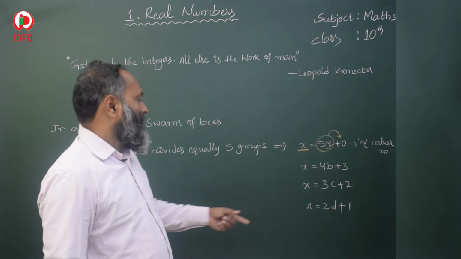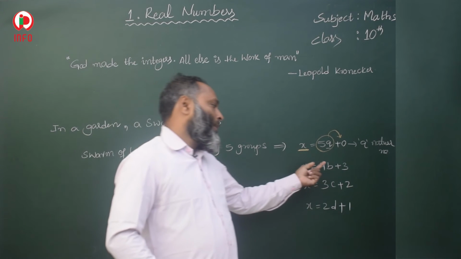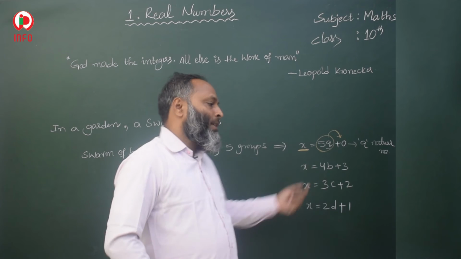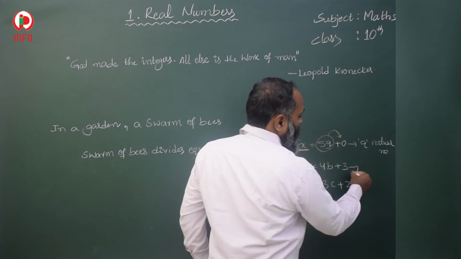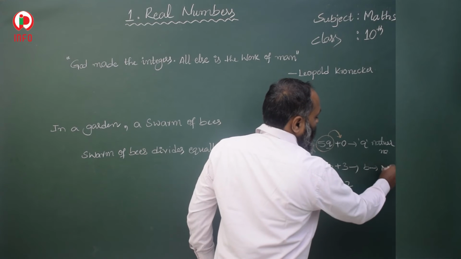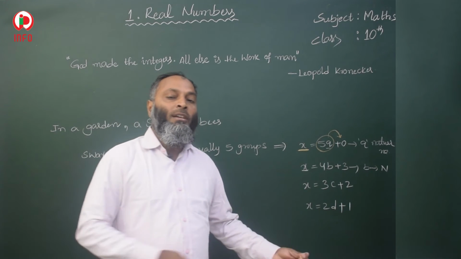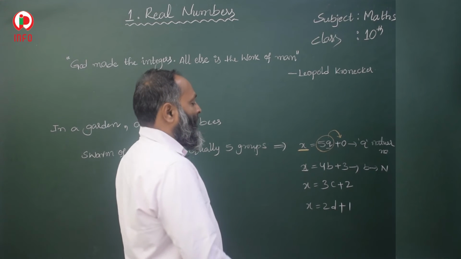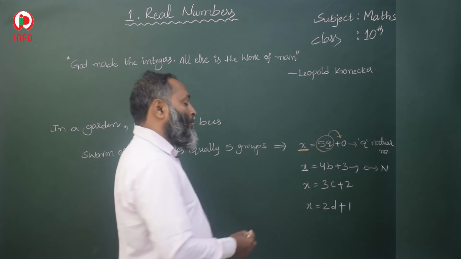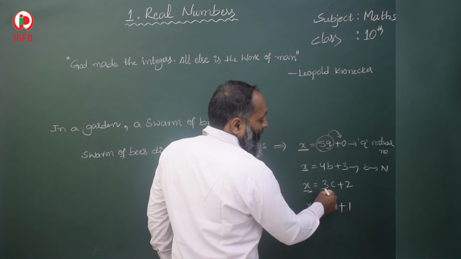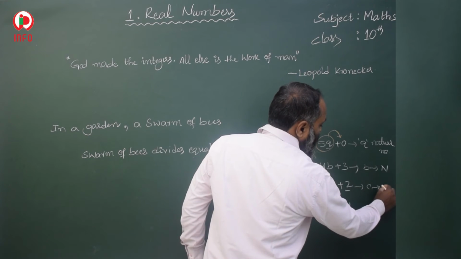Next, if the total bees are divided into 4 groups, the total bees is equal to 4b plus 3. Here b is a natural number, any natural number: 1, 2, 3, 4, 5, 6, 7, whatever. So that we should find. Then if the total bees are divided into 3 groups, the statement will be 3c plus 2. Here c is a natural number.